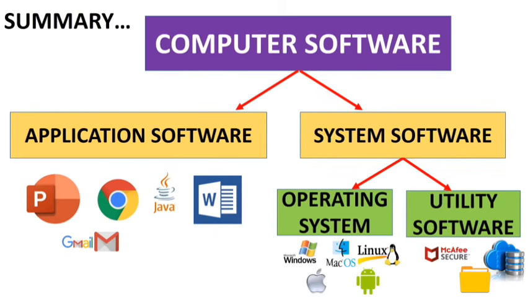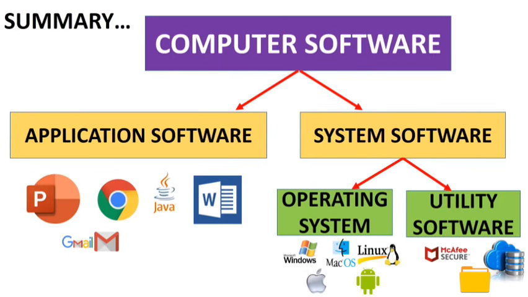Now, let's see the summary of what we have learned. Computer software is a set of instructions that guides the computer hardware. Computer software is divided into application software and system software. Application software are programs that help the user perform specific tasks. System software is a set of programs that controls the computer hardware. System software provides the platform for running the application software.